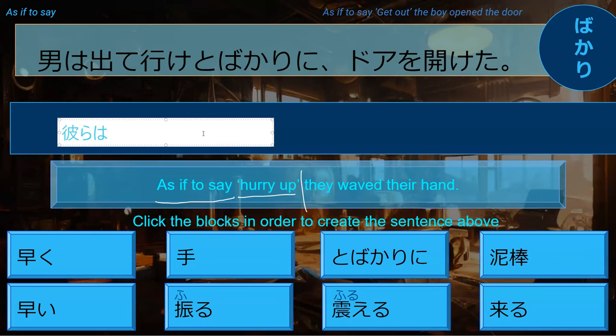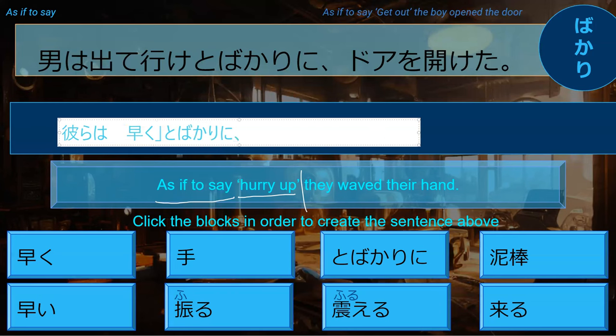Hurry is hayai. So hayai, hayaku is fast. So hayaku is hurry. So hayaku to bakari ni, as if to say hurry, comma. They wave their hand, so their hand is te o furueru.